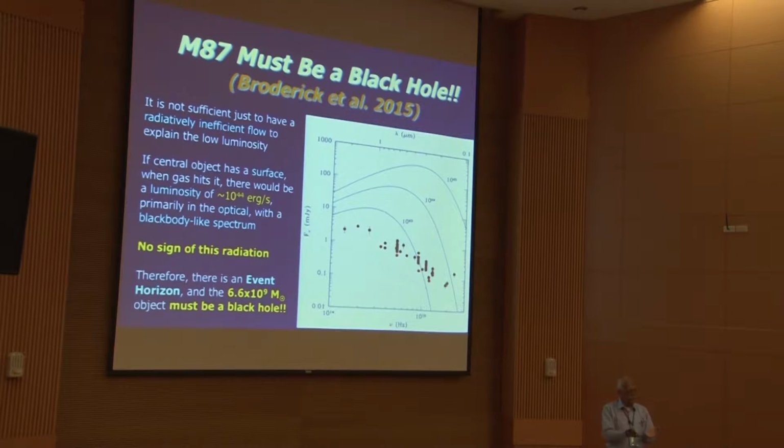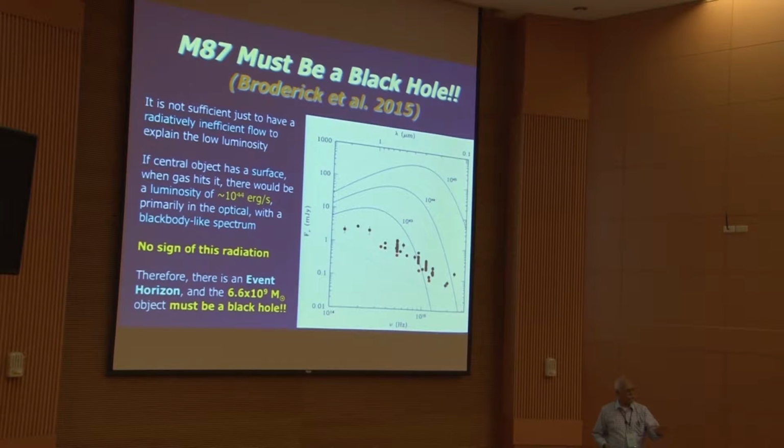Because if the object in the center is not a black hole, but actually has a surface, when this radiatively inefficient gas, why is it radiatively inefficient? Because it is so low density that the radiation processes are very, very inefficient. But when the gas comes and hits the center surface, then it will radiate. You can't bottle up the energy forever. It will come out, and you will see all that radiation coming out ultimately from the surface. In fact, roughly you would expect about 10 to the 44 ergs per second coming out of a surface right in the middle. Question is, where is that radiation?